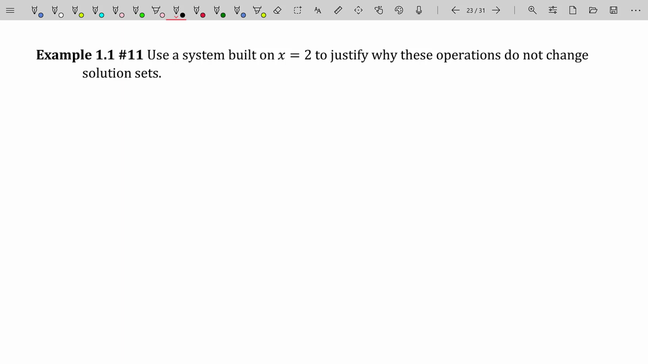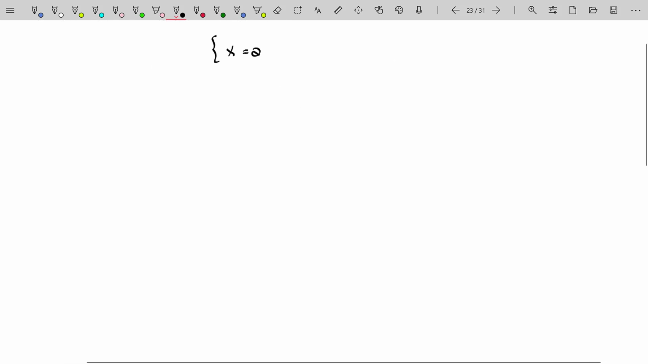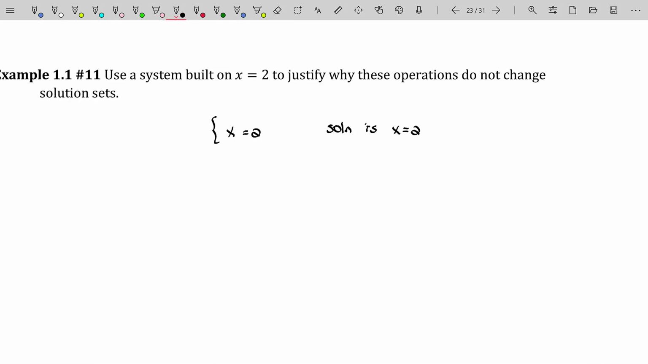So this is a weird example that I'm about to do, but I like to do this example for my intermediate algebra students because I think it's a great example to justify why this works. We're going to use a system built on x equals 2 to justify why these operations do not change solution sets. Let's suppose somebody walks in the room and says, I have a system of equations, and my system of equations is just this. It's just x equals 2. It's not really a big system. It's literally a single equation. But you say, I know the solution to that. The solution is x equals 2, of course.